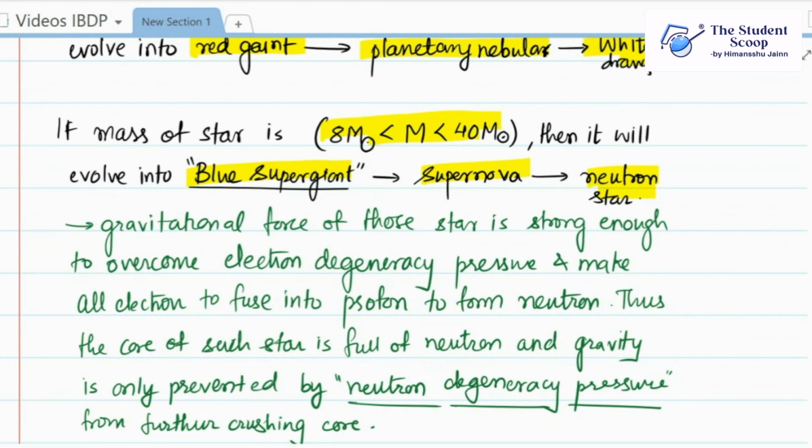A neutron star is so dense that the mass of Mount Everest can be fit into an ice cube sized object. That is how dense the neutron star is. It looks very small, but it has a very dense structure.